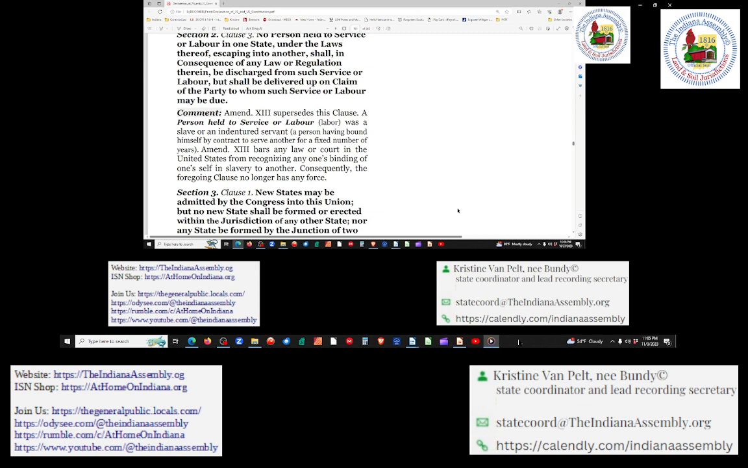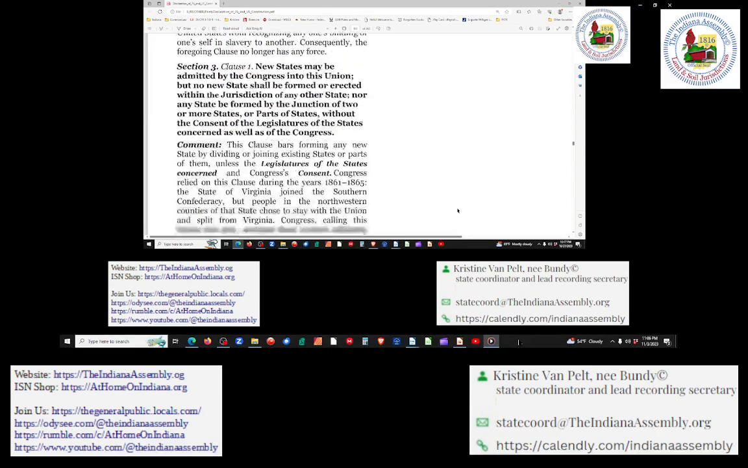A person held to service or labor was a slave or an indentured servant, a person having bound himself by contract to serve another for a fixed number of years. Amendment 13 bars any law or court in the United States from recognizing anyone's binding of oneself in slavery to another. Consequently, the foregoing clause no longer has any force.